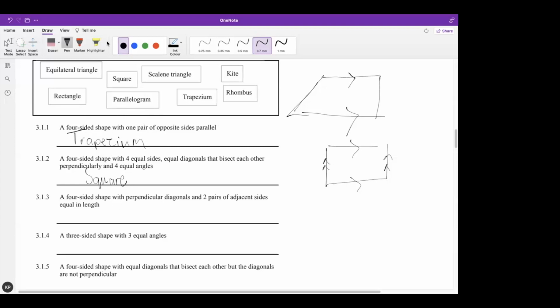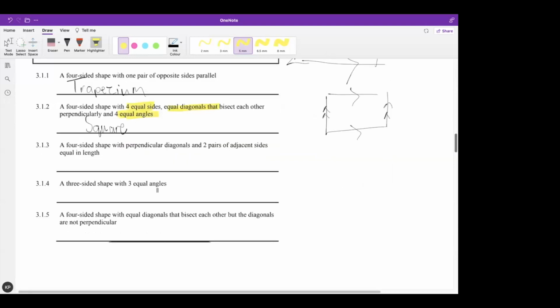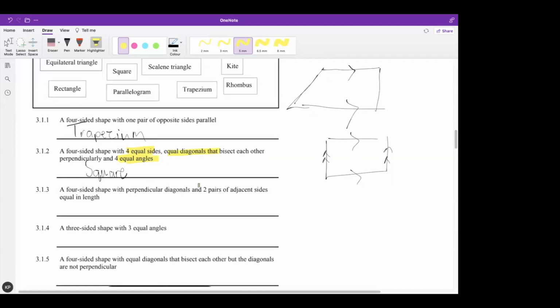Nice, guys. All four sides are equal. Diagonals are equal and they bisect each other. And four angles are equal. They're all 90 degrees. Okay, Chi-Chi, triangles have three sides, my dear. Not four. Okay. Next one, a four-sided shape with perpendicular diagonals and two pairs of adjacent sides equal in length. That would be correct. A kite.